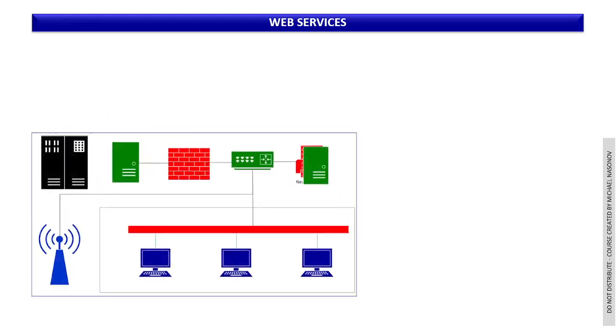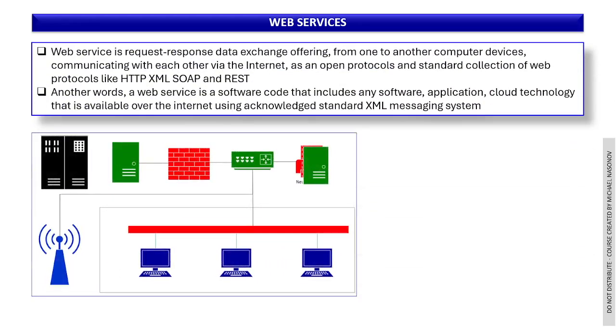What are web services? A web service is a request-response data exchange offering from one computer device to another, communicating with each other via the internet as an open protocols and standard collection of web protocols like HTTP, XML, SOAP, and REST. In other words, a web service is software code that includes any software, application, or cloud technology that is available over the internet using an acknowledged standard XML messaging system.